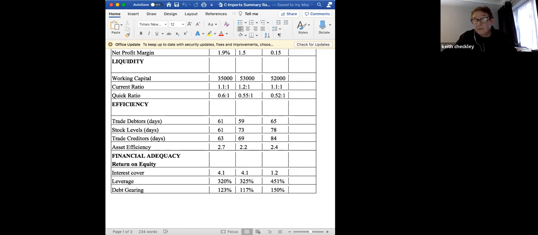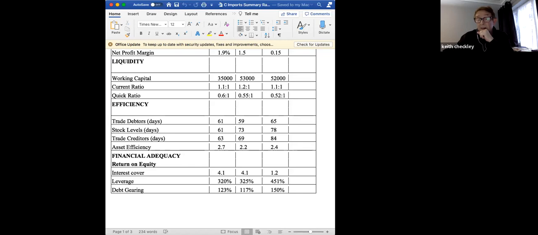Countries just had to leave, that's fine. And then what about the debt gearing? So this is the banker's favorite ratio. It's sometimes called debt to equity ratio, sometimes called just gearing, sometimes called debt gearing. So this is the relationship of the debt to the business getting better or worse.